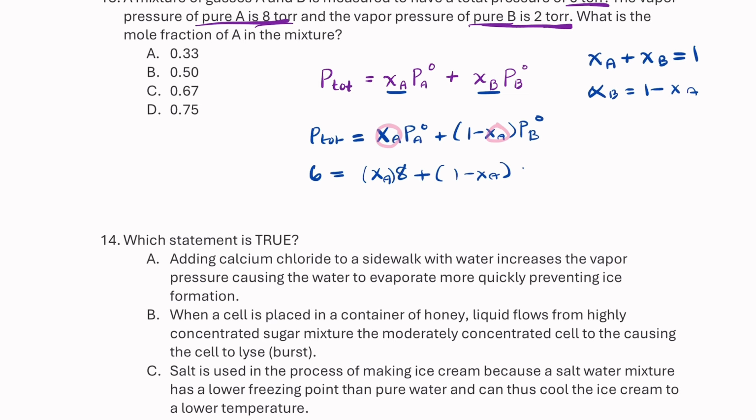Freezing point depression is a colligative property, and adding salt allows the ice-salt mixture to reach temperatures below 0 degrees Celsius, which freezes the ice cream. This is our correct answer for this problem.